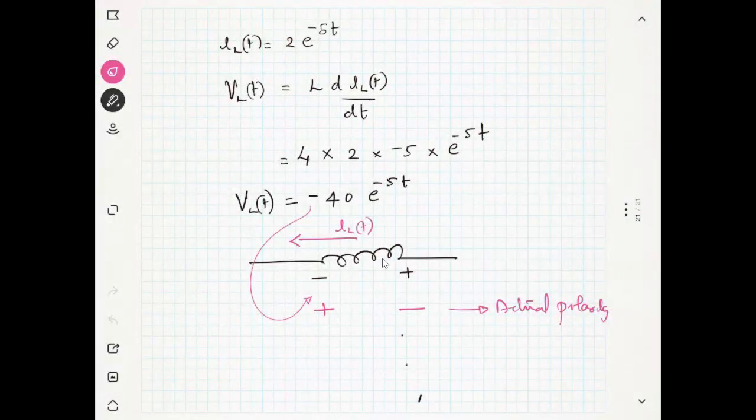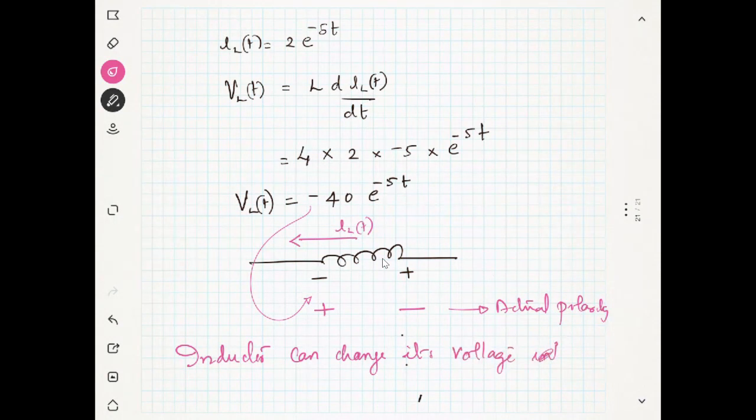And you know that all the networks will satisfy the Kirchhoff law, or it has to obey the Faraday's law also. This is also related to the Faraday's law. So that is the law of the networks. It will satisfy this, but it can satisfy only by changing the polarity. So inductor can change its voltage instantaneously. I think it's clear to you, right? Yes, sir, clear.